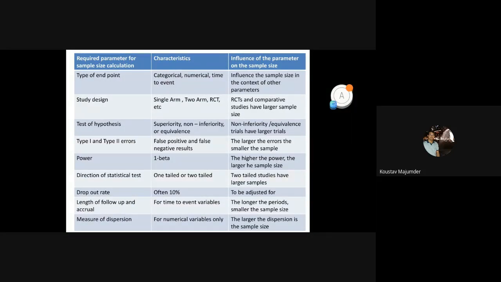We have very complex calculations for this. I have deliberately not included them in this presentation. And finally, the measure of dispersion. The more dispersed, the more sample size; the more homogeneous a population, the lesser sample size is needed.